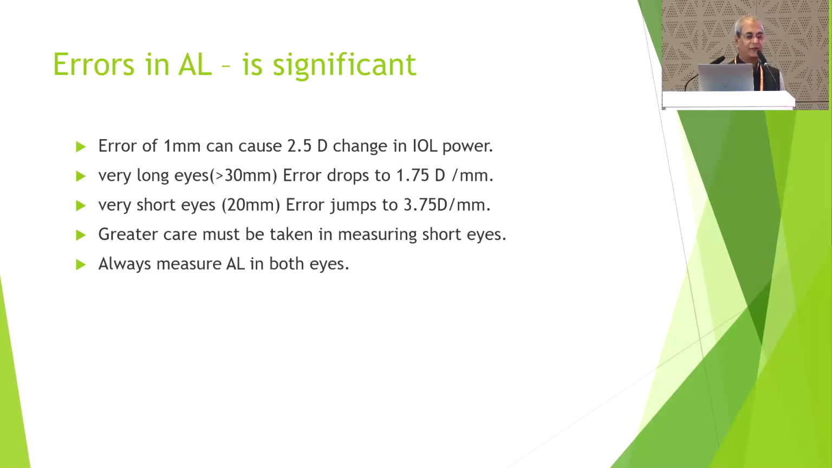A 1 millimeter change will cause a 2.5 diopter change in IOL power in normal patients. So if the eye is very long, then this will come down, but if it is short, it is going to jump. So we have to be more careful when we are calculating for a hypermetropic or hyperopic eye, and always measure both the eyes. And if you get a difference of more than 0.3, you should redo that, and you can ask other people to confirm it again.